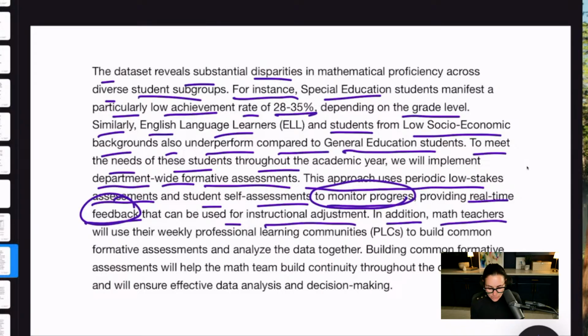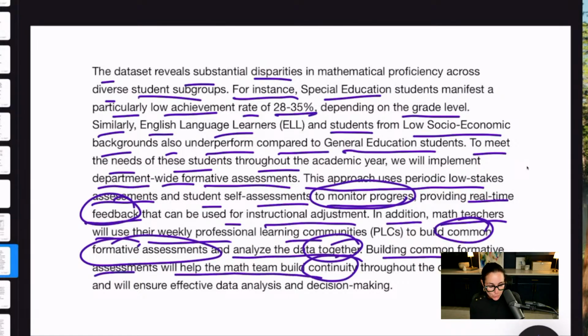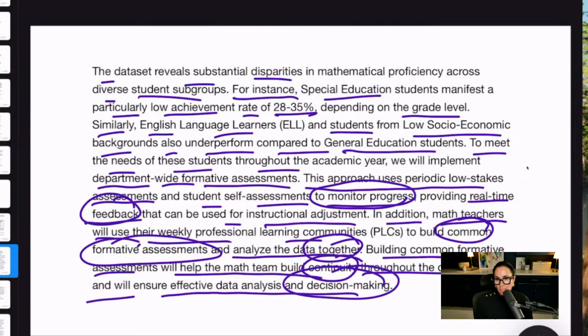In addition, math teachers will use their weekly professional learning communities to build common formative assessments. Common, shared, remember, shared goals, common goals, and analyze the data together. I'm going a little bit hard on this paragraph here. You may not have all this time. I'm just trying to give you everything you could possibly do. You could put a period there and be done with that. But now I just want to give you a little rationale as to why I'm doing that. Building common formative assessments will help the math team build continuity throughout the department and will ensure effective data analysis and decision making. Okay.